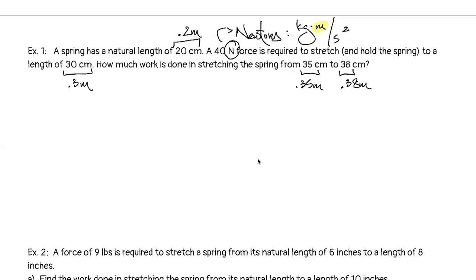Now, in a lot of these problems, it's a little bit less important when you're working with feet and pounds. But with newtons, you do want to make sure everything is in meters and kilograms and seconds. So now that we've changed all of our lengths, let's go ahead and set up our equation.